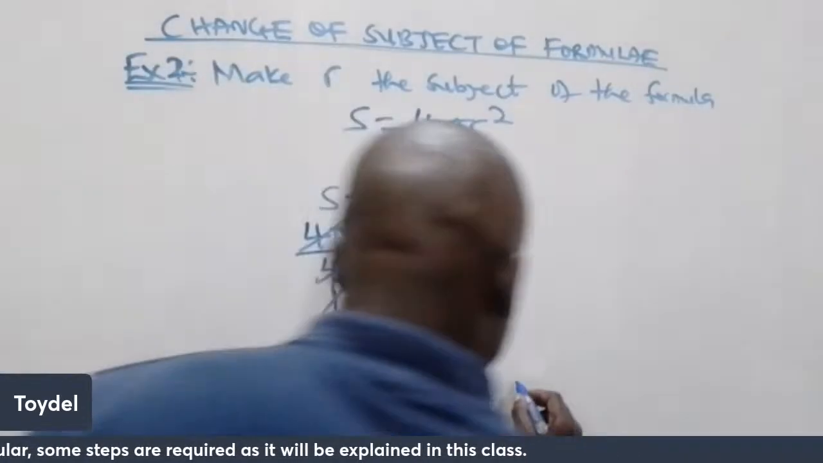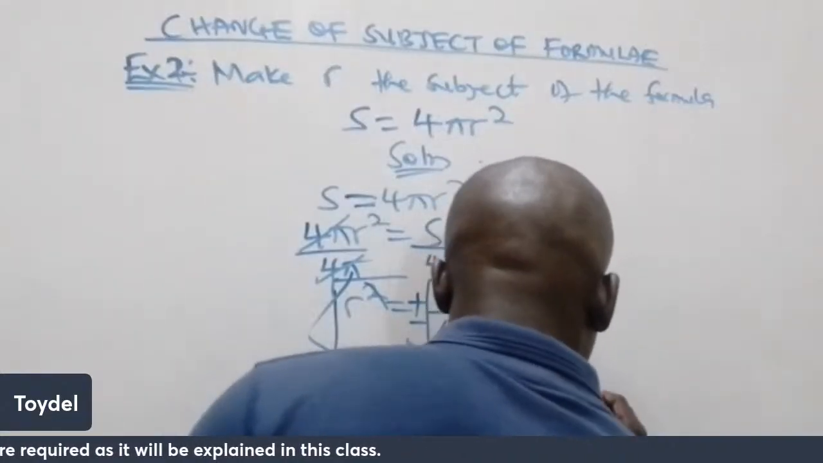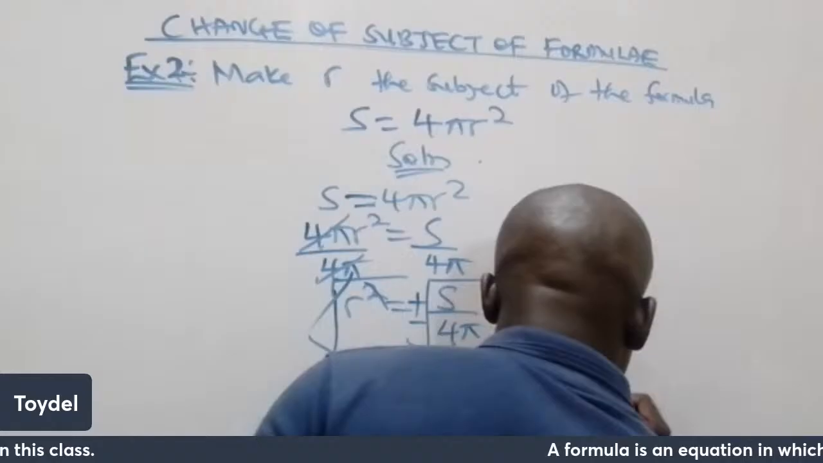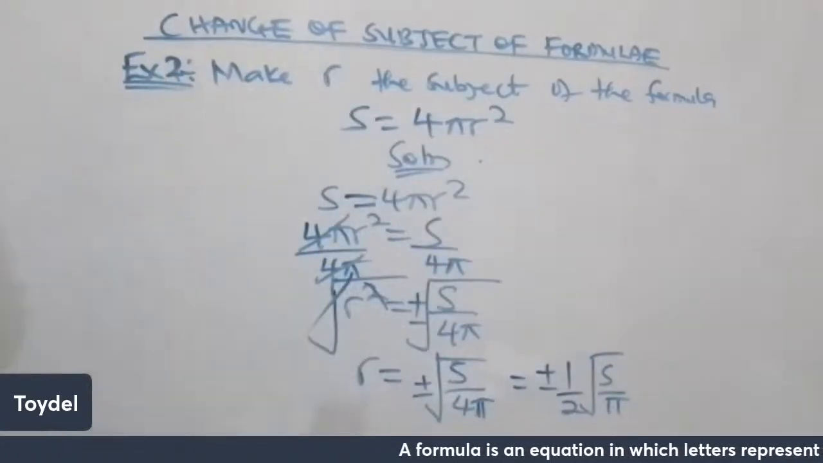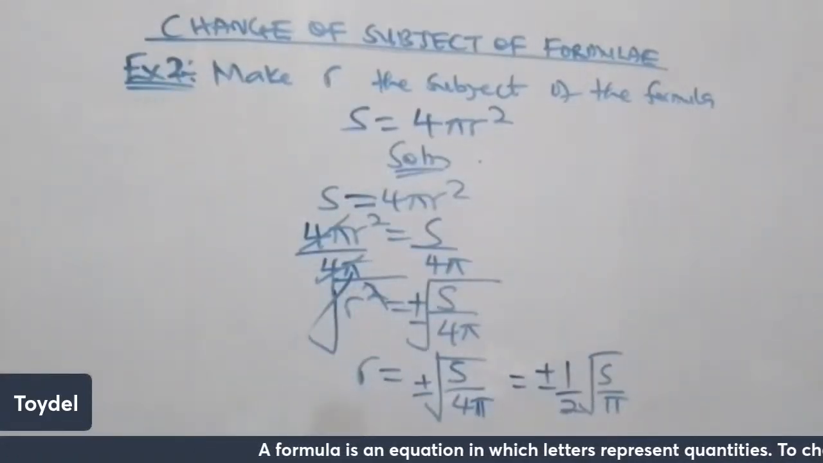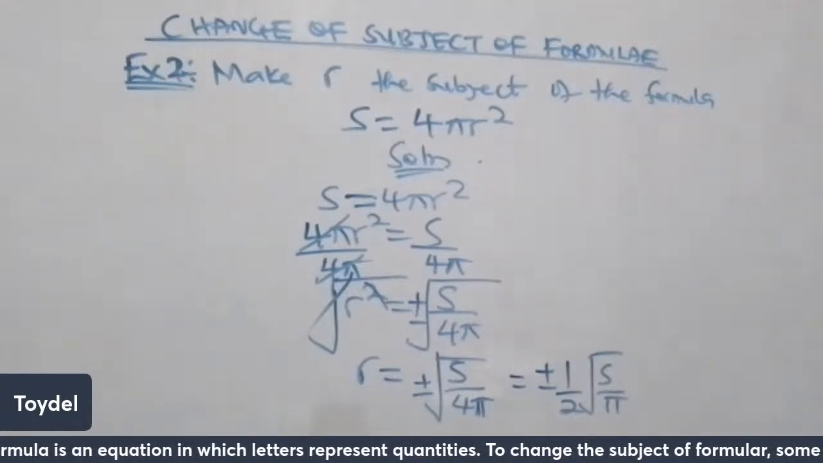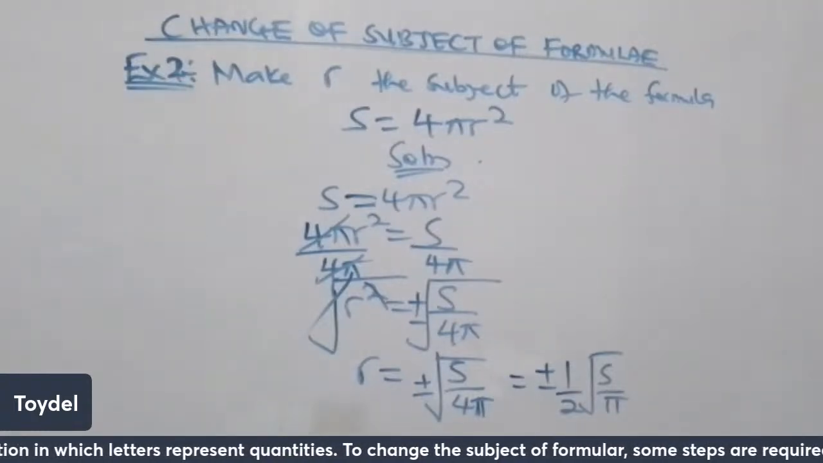And of course, if I like, I can say this is plus or minus 1 all over 2 square root of X all over pi. I can try to find the square root of it. It depends on how skillful you are in mathematics. So that is what we are going to get. So let's take another example.